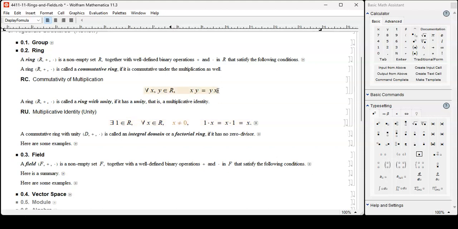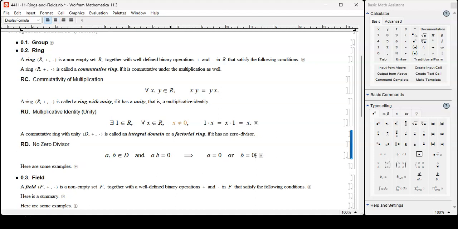Now, if there is a ring that is both commutative and also has a unity, we call it a commutative ring with unity. Now, on top of those, if you have this additional property, a commutative ring with unity with no zero divisor, then such a ring is called an integral domain or a factorial ring.